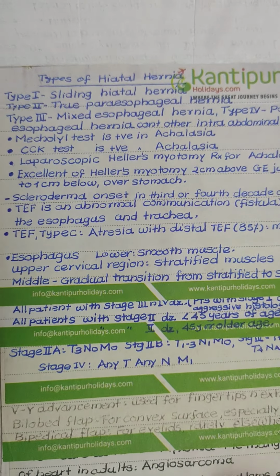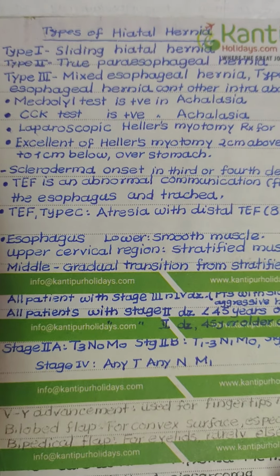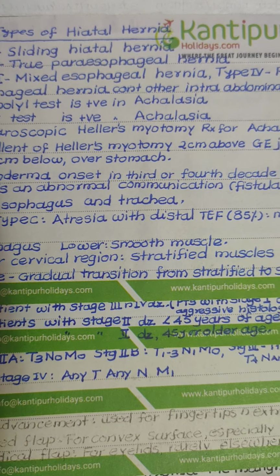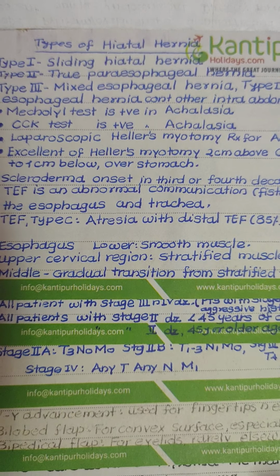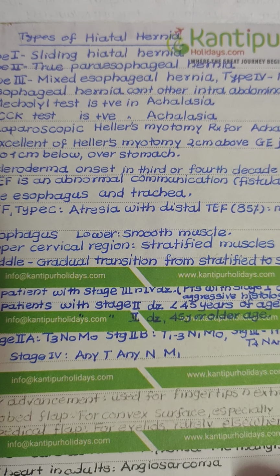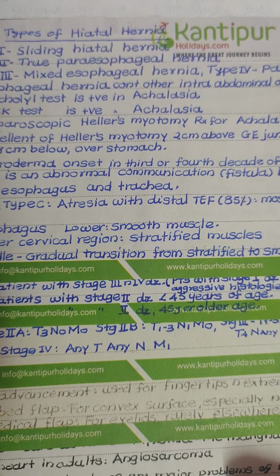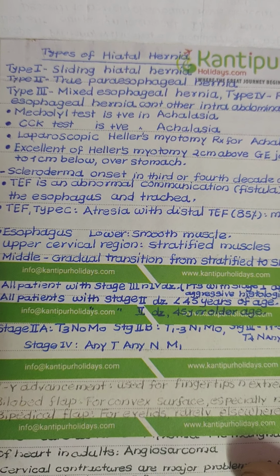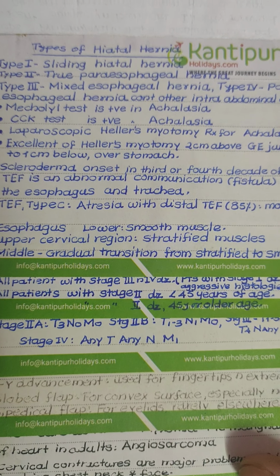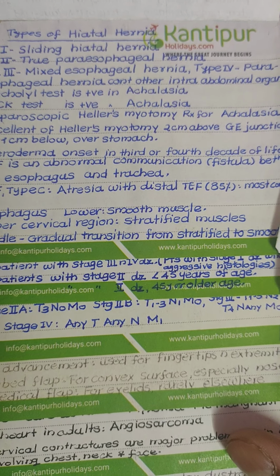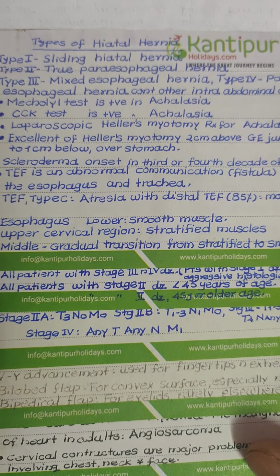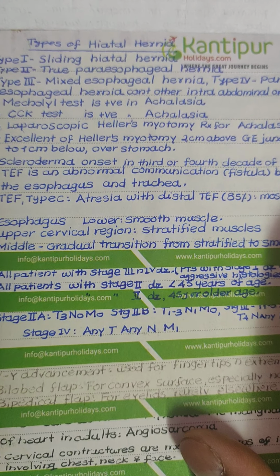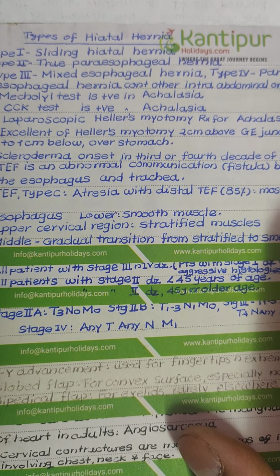Types of hiatal hernia. Type 1, sliding hiatal hernia. Type 2, true paraesophageal hernia. Type 3, mixed hernia. Type 4, paraesophageal hernia containing other intra-abdominal organs. Manometry is positive in achalasia. Barium swallow test is positive in achalasia. Laparoscopic Heller's myotomy is the treatment for achalasia. Extent of Heller's myotomy: 2 cm above the GE junction to 1 cm below, over the stomach.